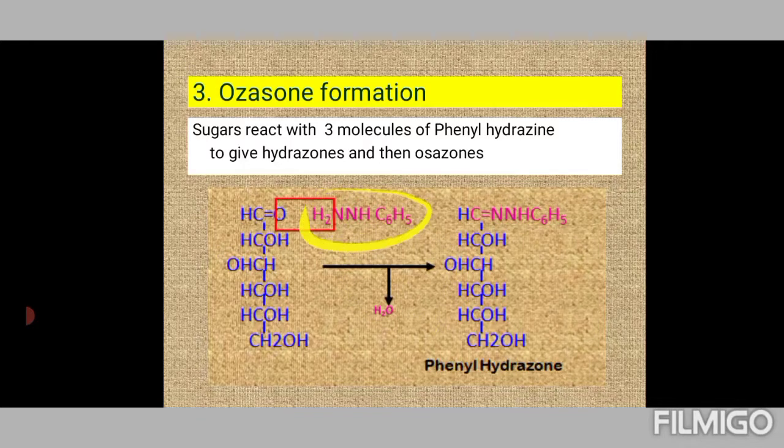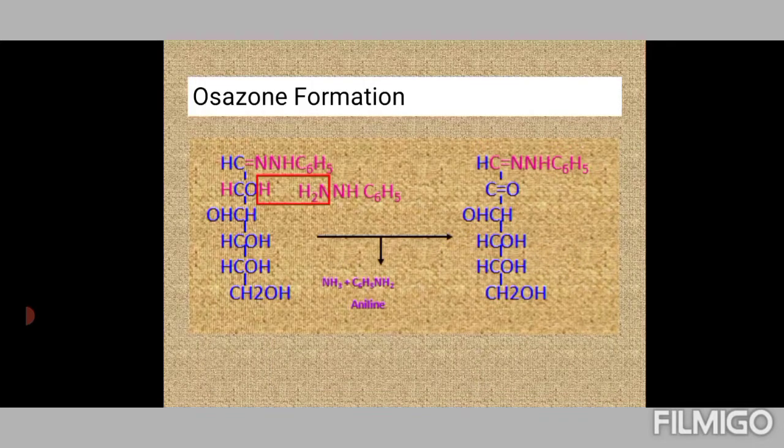This is phenylhydrazine. With loss of a water molecule, it becomes phenylhydrazone. So this is the structure. The first carbon is rearranged. Now, the second step, addition of one more molecule of phenylhydrazine shown here, and with the loss of an ammonia and an aniline molecule, it becomes this. This is the second step.